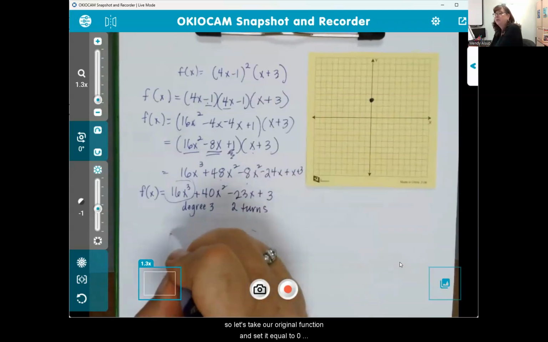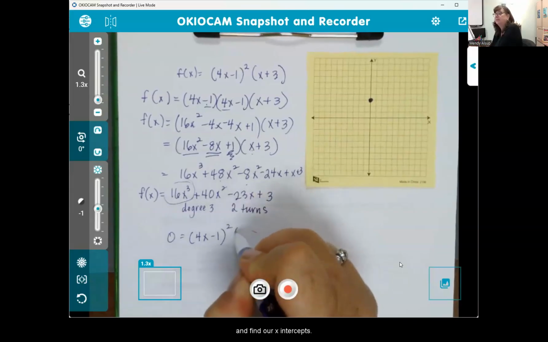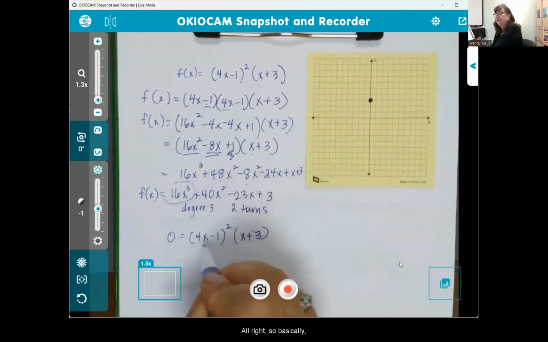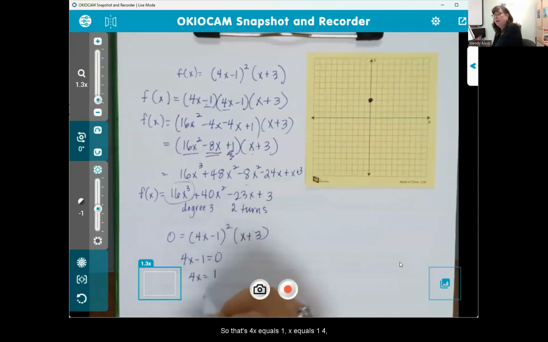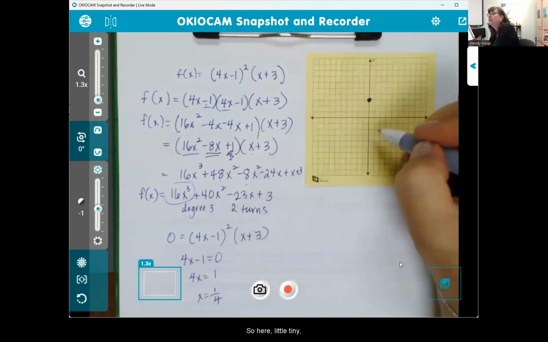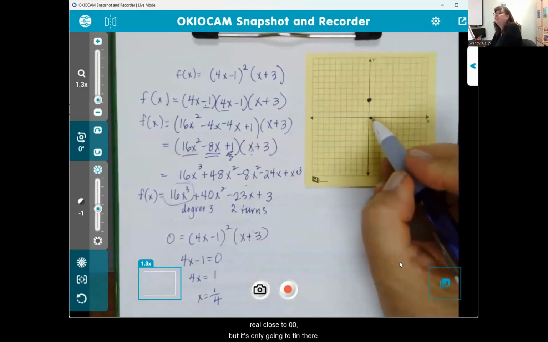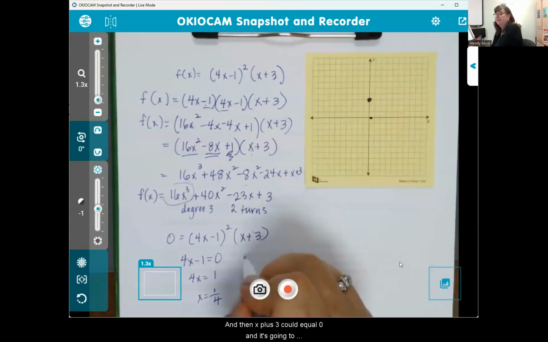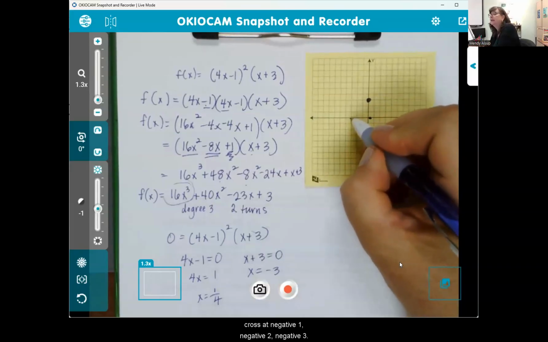So let's take our original function and set it equal to 0 and find our x-intercepts. Basically 4x minus 1 could equal 0, but it has a multiplicity of 2. So that's 4x equals 1, x equals 1/4, but with a multiplicity of 2. So here, real close to 0, it's only going to touch there. And then x plus 3 could equal 0, and it's going to cross at negative 3.